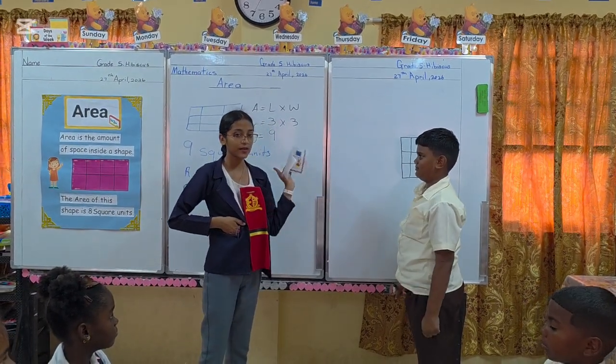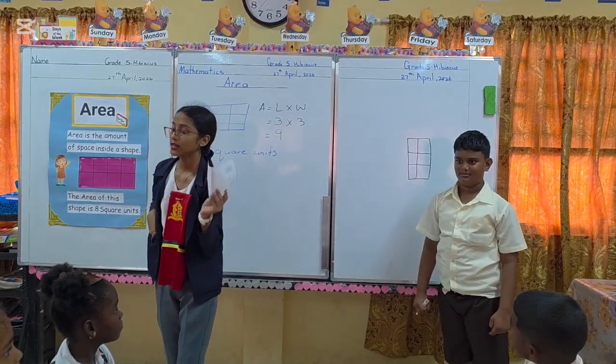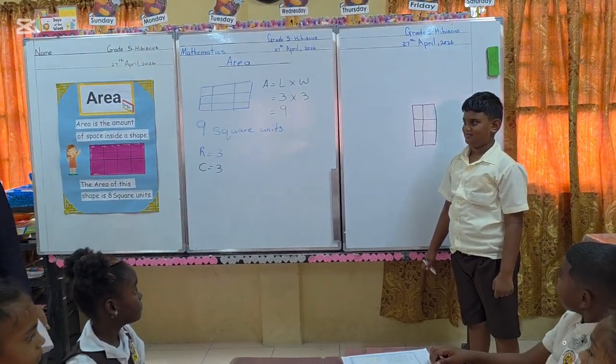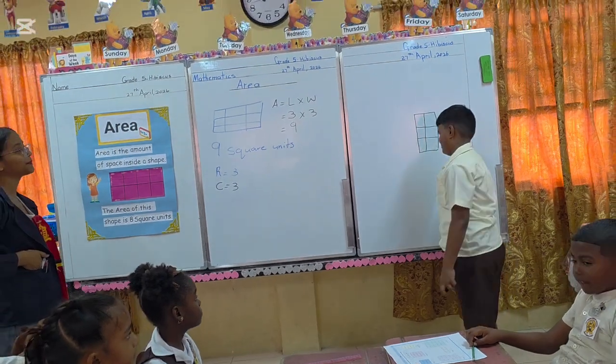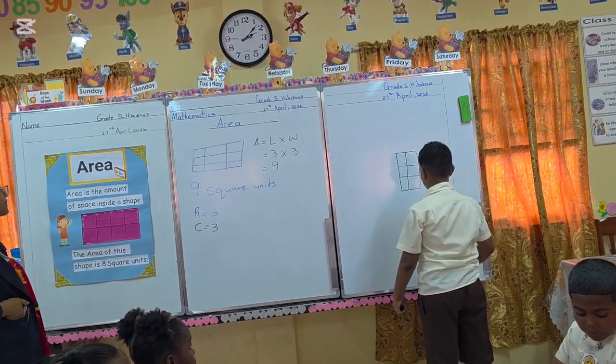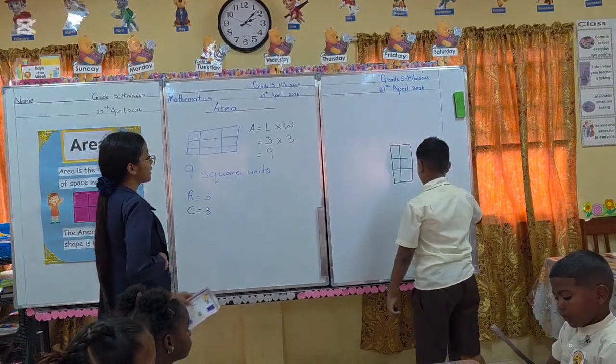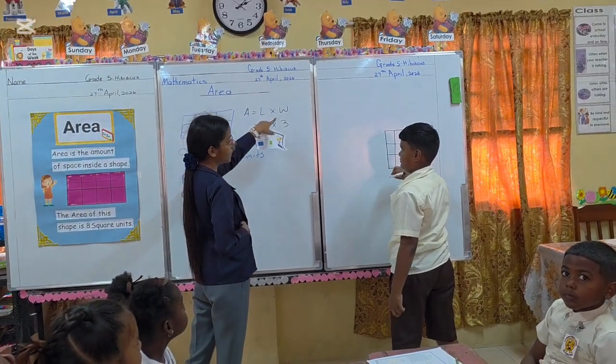So that's his problem, right? Look at how this is going to work. Look at how he's going to find the area of that rectangle there. Right now, you're going to write A equals.